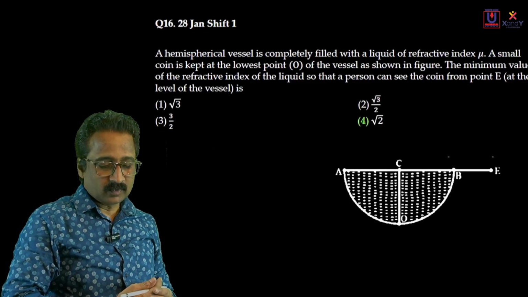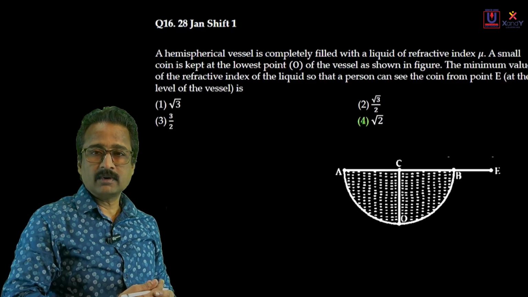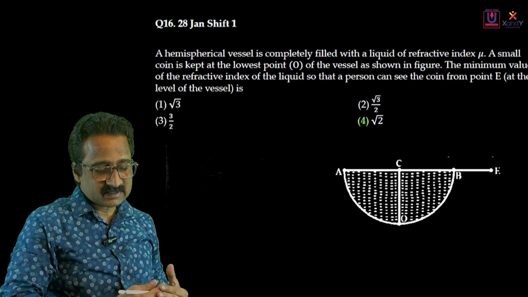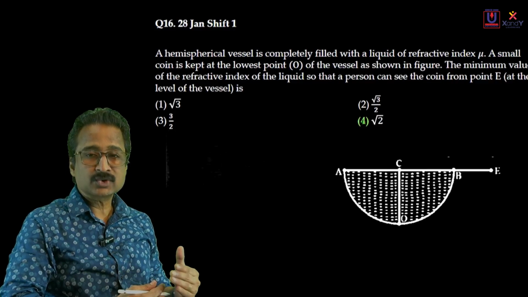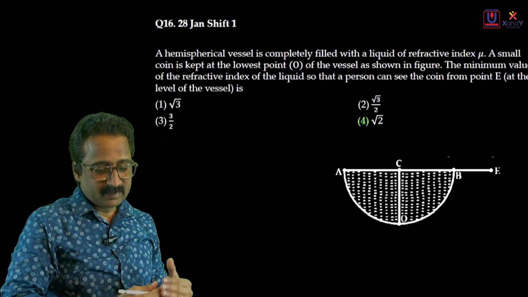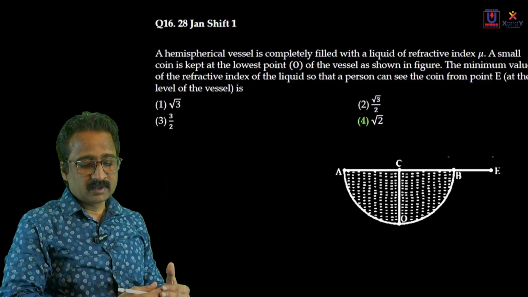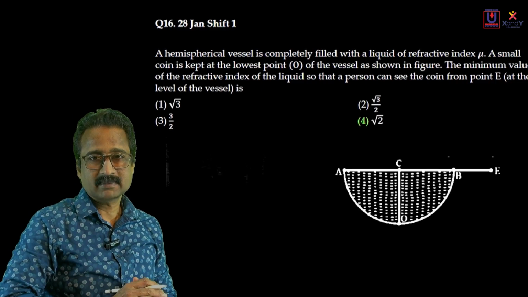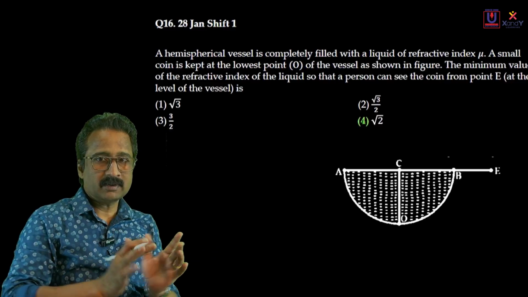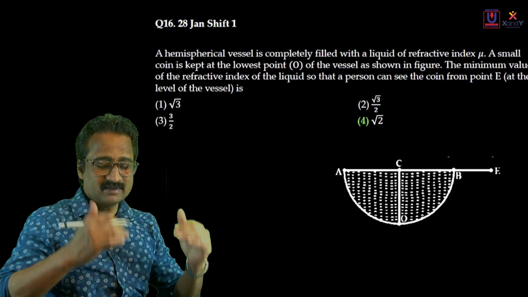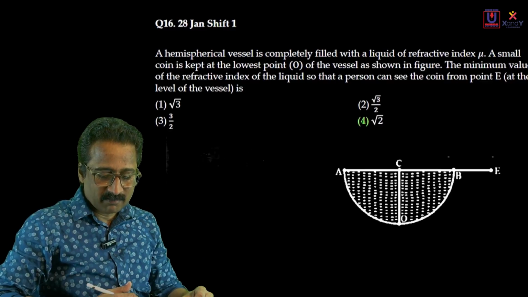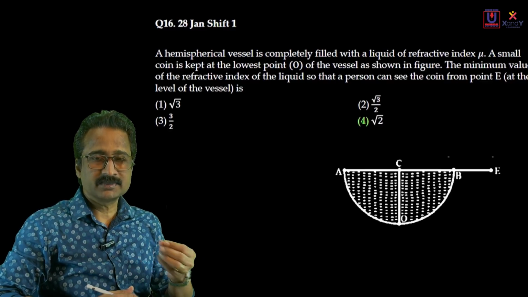A hemispherical vessel is completely filled with a liquid of refractive index mu. A small coin is placed at the lowest point of the vessel as shown in the figure. The minimum value of refractive index of the liquid so that the person can see the coin from the point E is. So here is a hemispherical bowl in which something like water is there, and there is a coin placed inside the bowl at the point called O. There is a coin or some object placed.